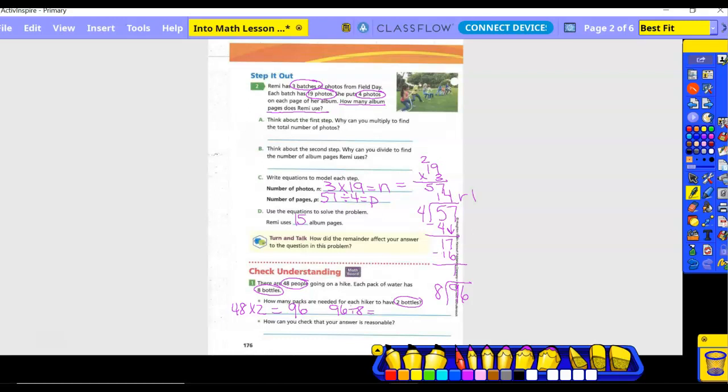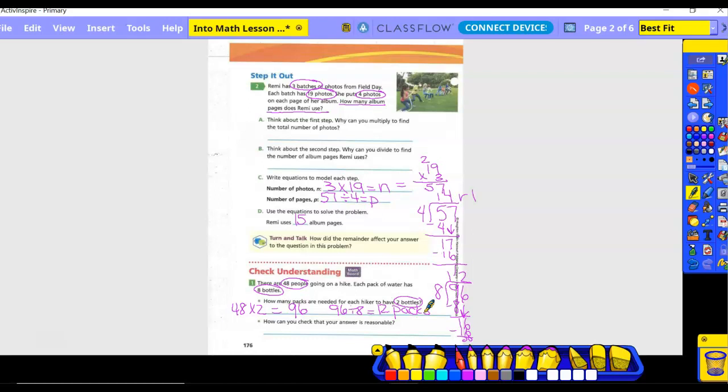8 can go into 9 one time, minus 8 would be 1. Bring down our 6. 8 into 16 is twice, 2 times 8 is 16. So 12. So 12 packs. But do we know our multiples up to 12? Yes, so we could have used a fact family or an inverse operation and known that what times 8 gets us 96, which would be 12, right?